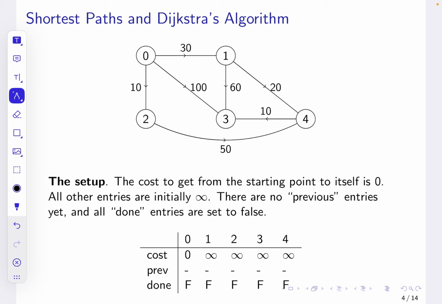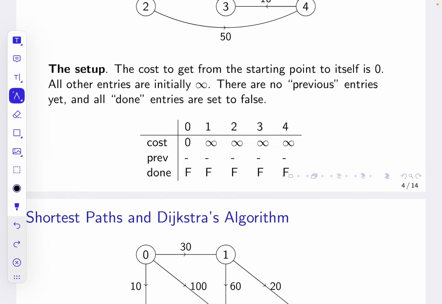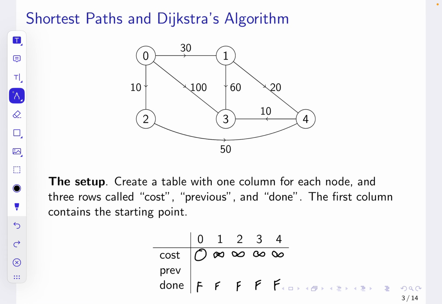Okay, so this is our initial setup. The distance from 0 to itself is 0, but the distance to everything else is infinity, and nothing is finalized. So we're going to go through several iterations of basically a loop. Of all the nodes that are not done, find the one with the smallest cost and flag it as done. In our first iteration, that's going to be 0.